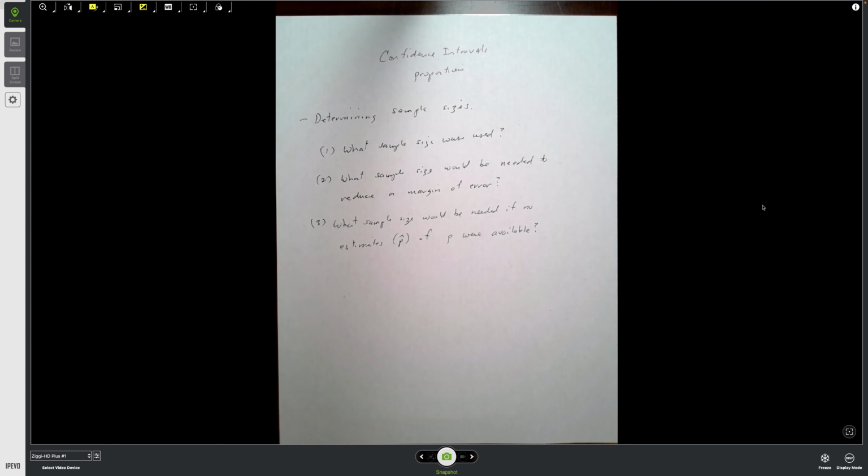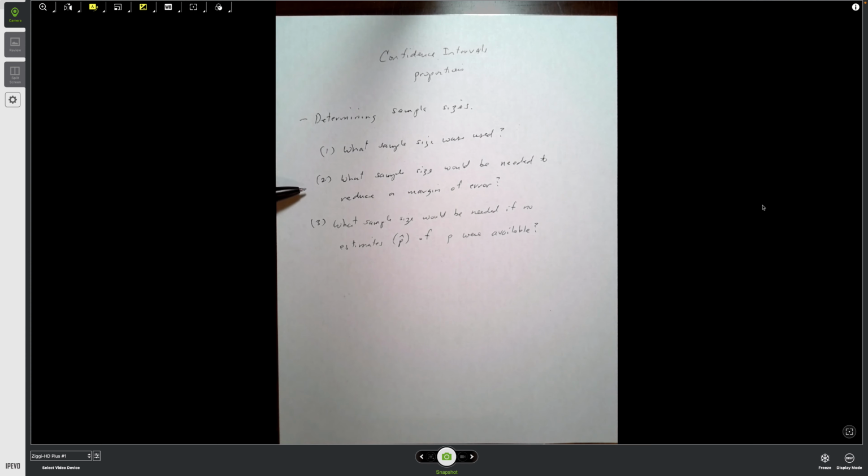Next on the schedule is to be able to determine sample sizes, at least in the context of a confidence interval for proportions. So first of all, maybe we're just given a confidence interval and we need to determine what sample size was used to calculate it. Well, there's a strategy for that, and I'm going to teach it to you.